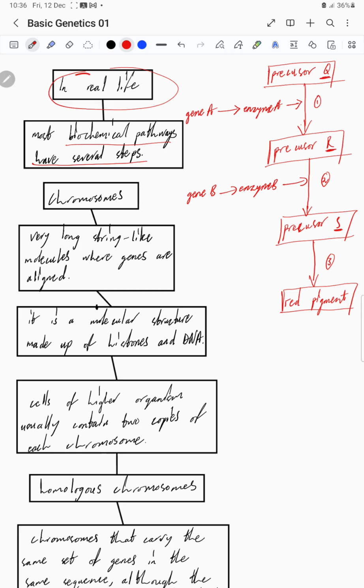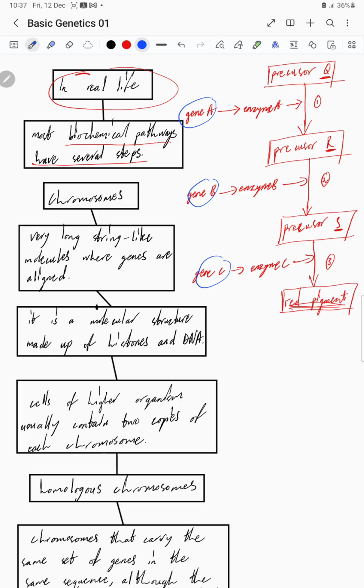This is a biochemical pathway which is happening, let's say like respiration or something different. We go on to gene C, which gives enzyme C, which catalyzes until we end up at the red pigment. So what you realize is that three genes have played a role in this pathway.